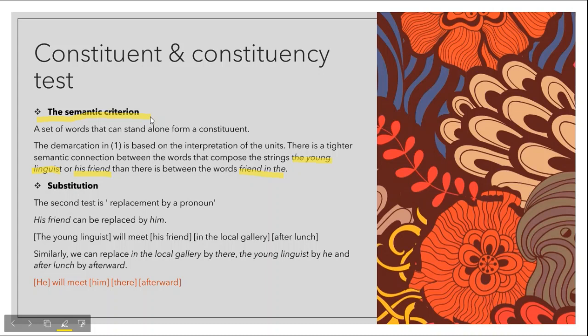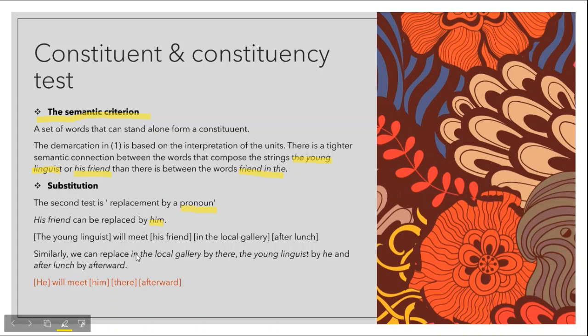Okay, so let's move on to the next test, which is substitution. The second test is replacement by pronoun. In order to know if this is a constituent or not, we will replace it by a pronoun. For example, his friend can be replaced by him. Okay, the young linguist will meet his friend in the local gallery after lunch.